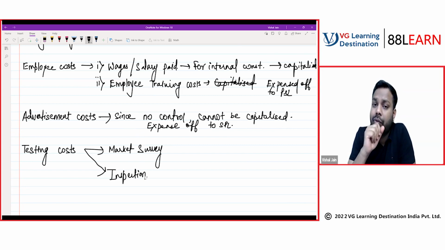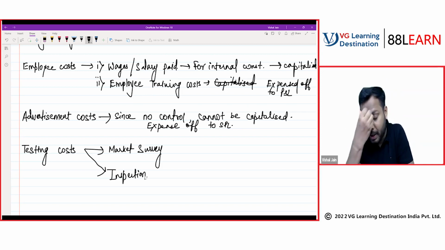Now this cost will be capitalized. Why? Because if this testing is not done, the asset cannot be used. But if the market survey is not done, it's not that the asset cannot be used. It can be used. But if inspection is not done, it cannot be used.